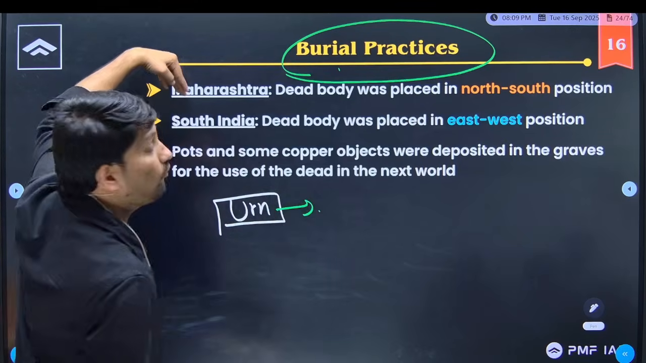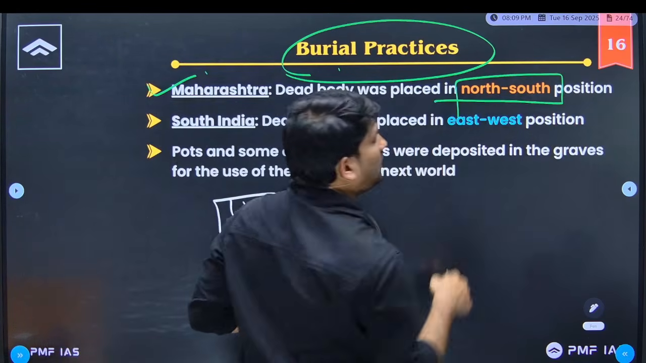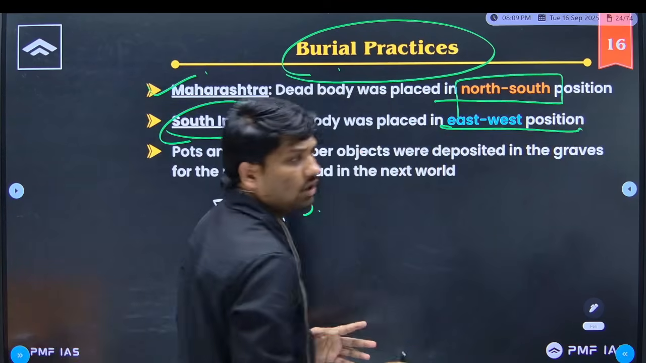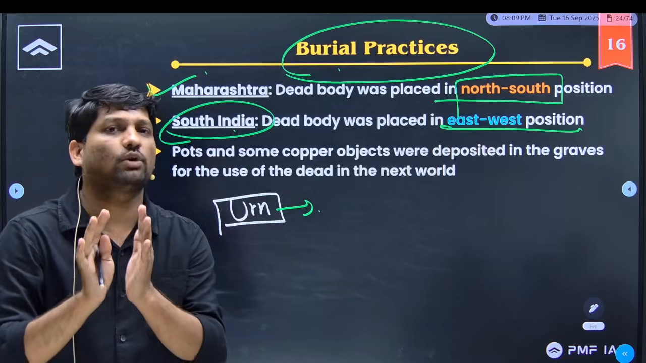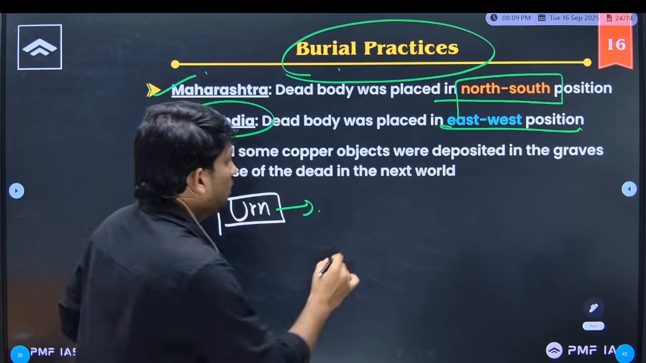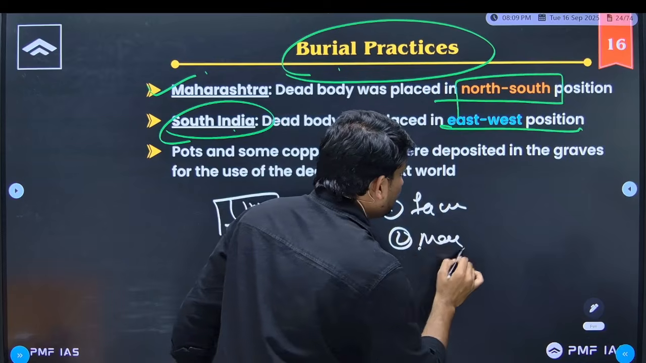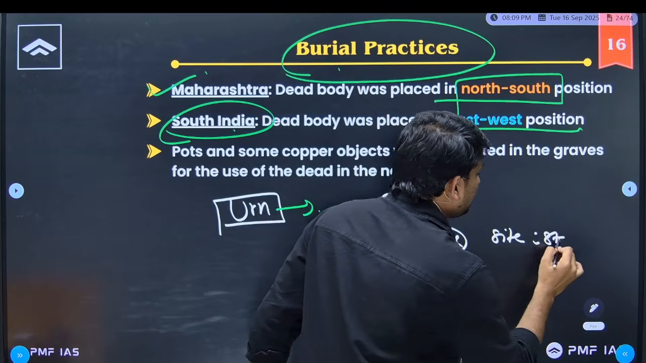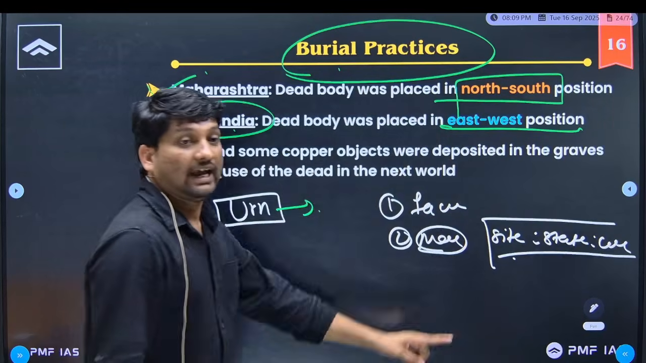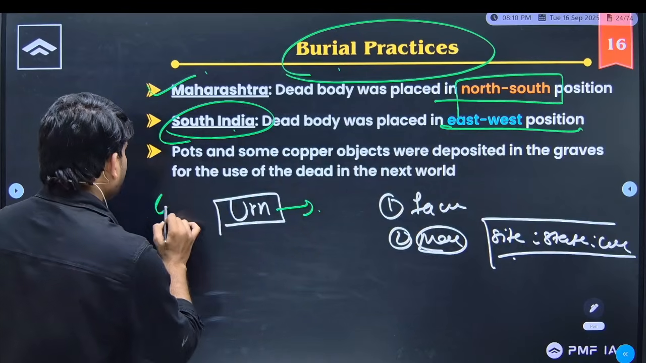If you consider Western India, like Maharashtra, the body is placed in a north-south direction. And in South India, the body was placed in an east-west position. All these facts are important because Chalcolithic is not important for your mains. Stone Age and Chalcolithic are important only for fact-based questions, and second, match-the-following questions, that is site, state and culture. And a fact-based question, like where you will find burnt bricks, the answer is Gilund.